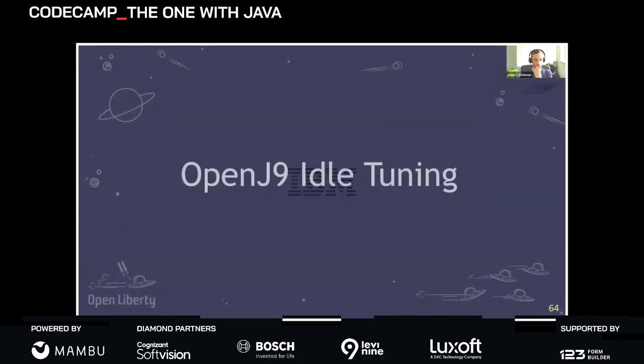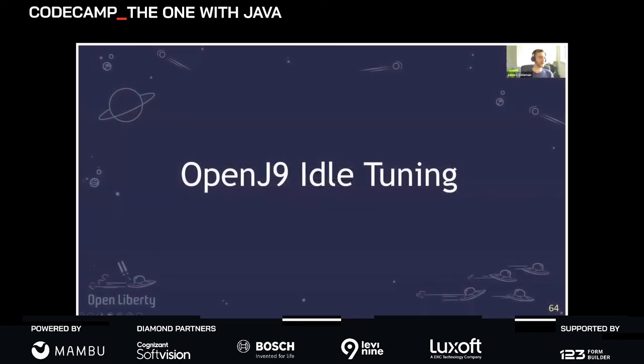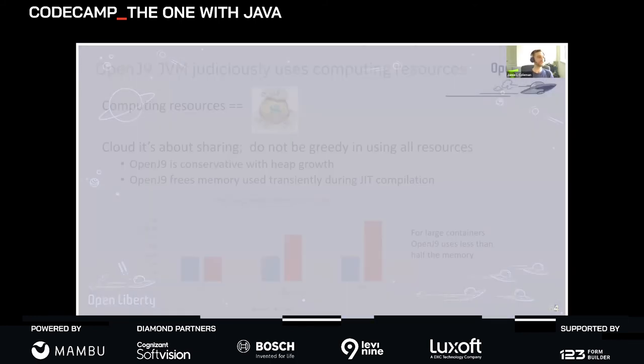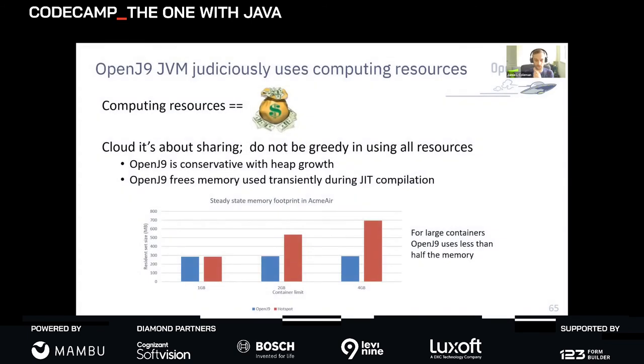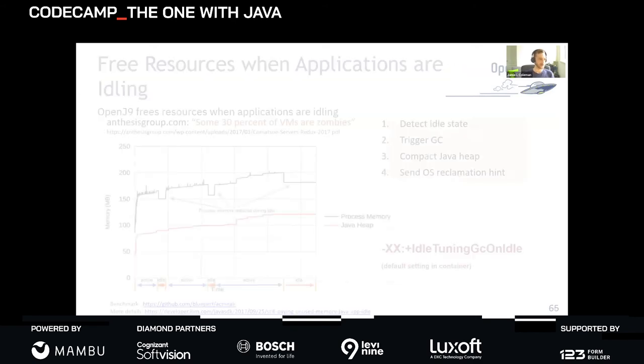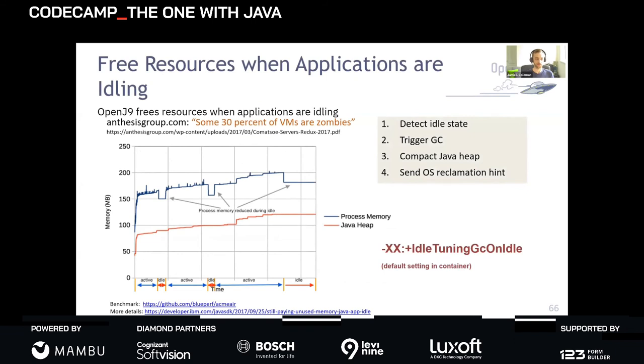I'm just going to cover a couple more things to finish off. A little bit about what idle tuning is. This is enabled by default in containers. A lot of the VMs and containers we have running aren't doing a lot most of the time. So having something like idle tuning enabled, which is again very easy to set up and is the default setting in a container for OpenJ9 anyway, allows the JVM to have a little rest, let's say, and go idle when it's not being used, which saves some resources.